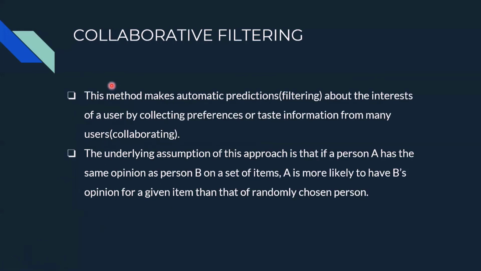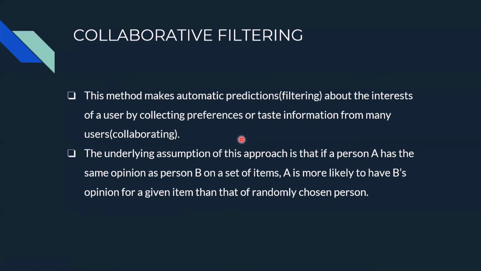Collaborative filtering. This method makes automatic predictions; here, predictions are nothing but filtering. It filters from many options what we want, about the interest of a user, by collecting preferences or taste information from many users. That is the collaboration here. It collaborates from many users, and it gives us what we are interested in.